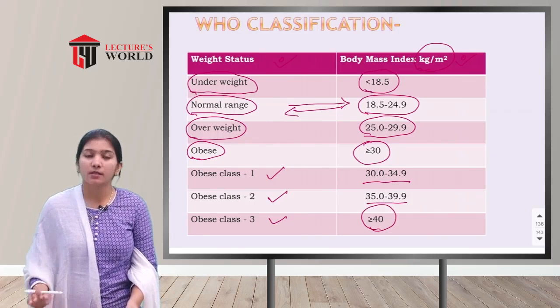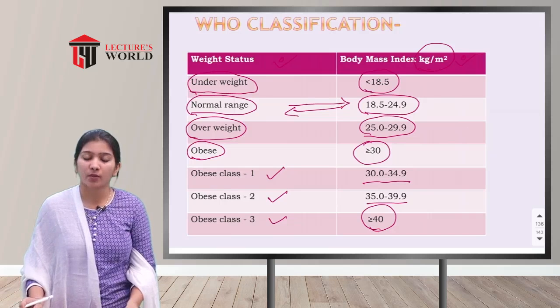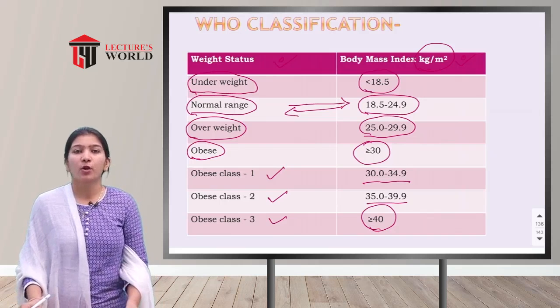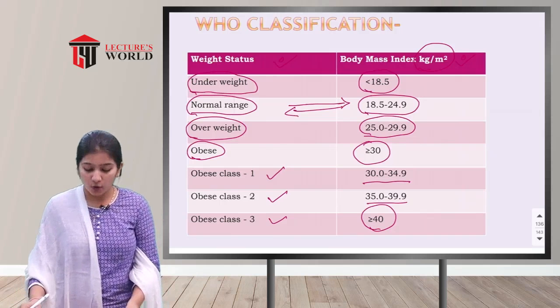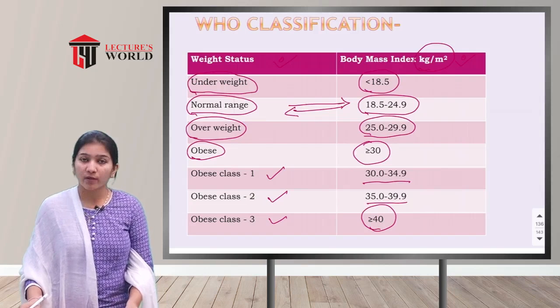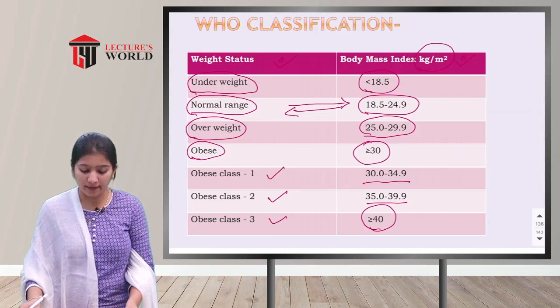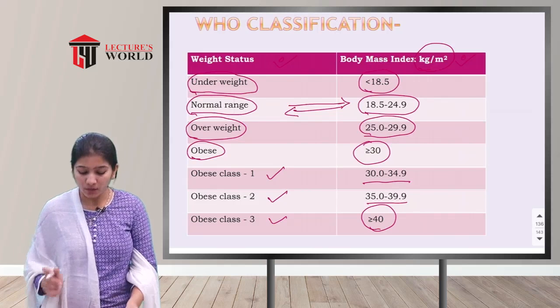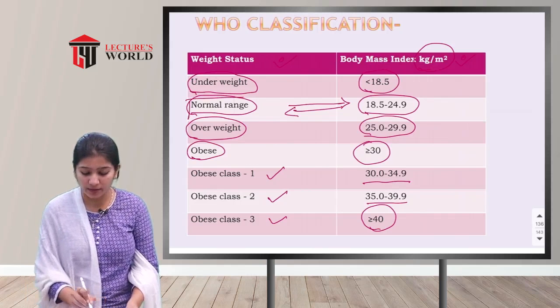Okay, so this is the WHO classification, or we can say the normal criteria given by the WHO for body mass index. So we have seen underweight, normal range, overweight, and obese, with three categories of obesity: obese class 1, obese class 2 and obese class 3. And the normal range is this.